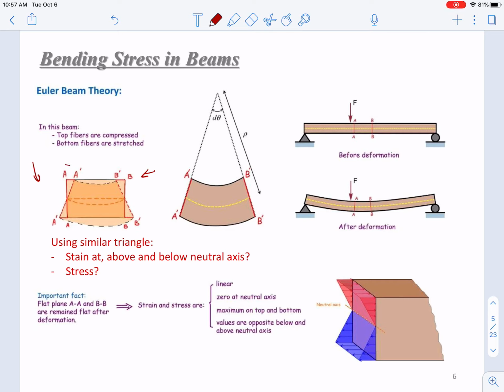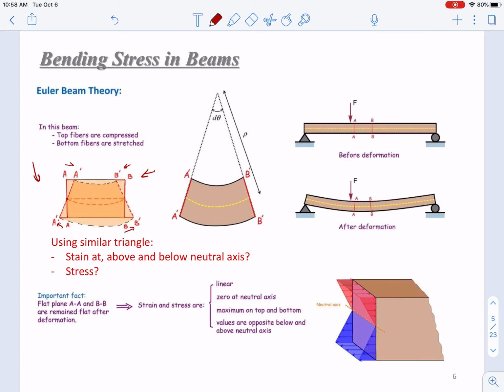From A to A prime, from B to B prime on the top, this fiber becomes shorter. It is compressed. And on the bottom, it's stretched. From this A to that A prime, from this B to this B prime, this bottom fiber is stretched. Since AA and A prime A prime are both straight lines, if we look at the deformation at a random point, it must be linearly proportional to the distance to the neutral point here.